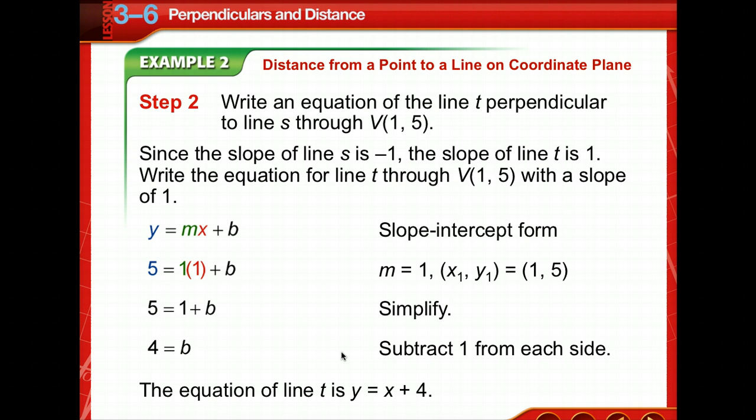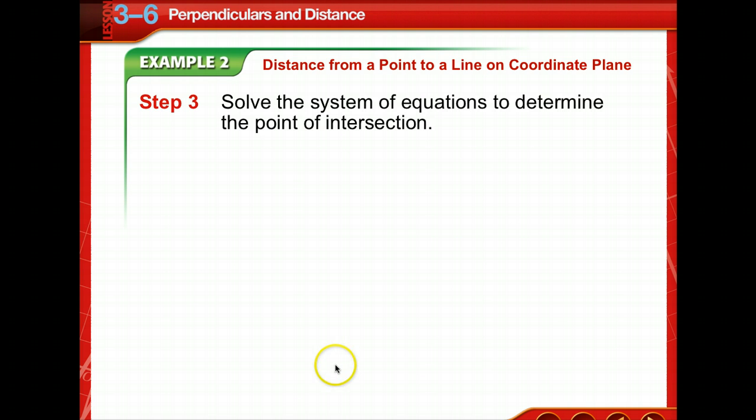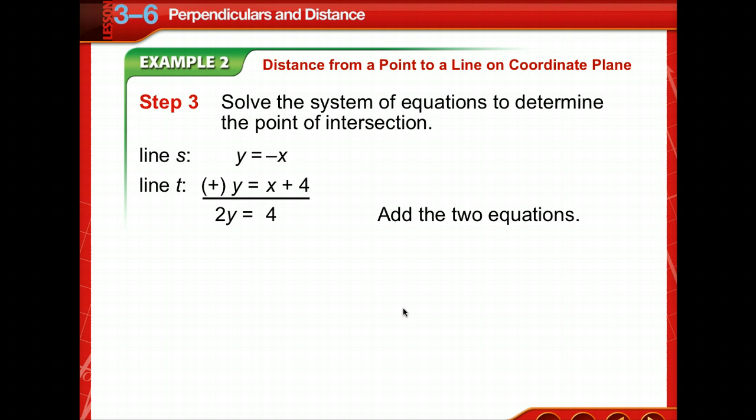Okay, so we found the slope. We've written an equation of that first line. Then we write the equation of the second line that's perpendicular. Now we're going to solve a system of equations so we can find out where those two lines intersect. So there are the equations of the two lines.